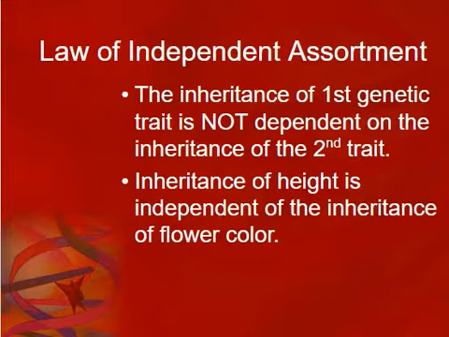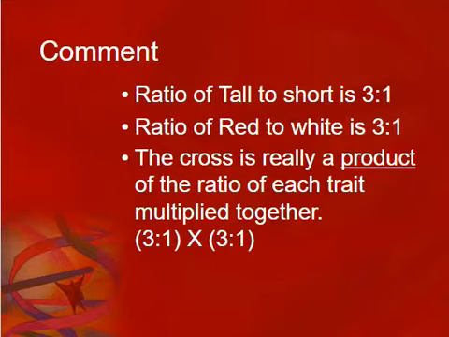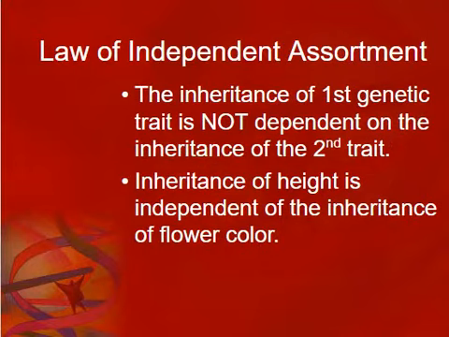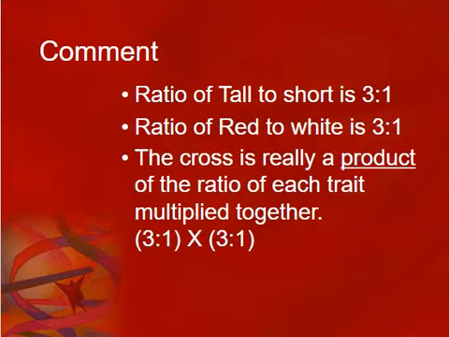Okay, law of independent assortment. We know this already, right? Independent assortment says that the first genetic trait doesn't influence the second genetic trait. Just because I get my mom's chromosome 1 doesn't mean I'll get her chromosome 2. So that's true even in the case of a dihybrid cross.